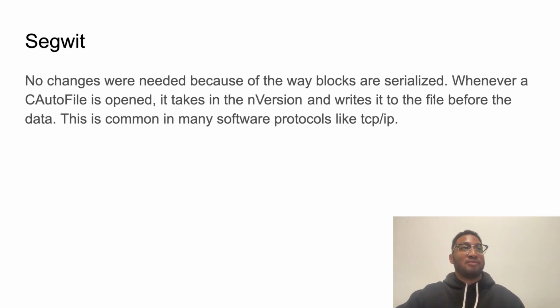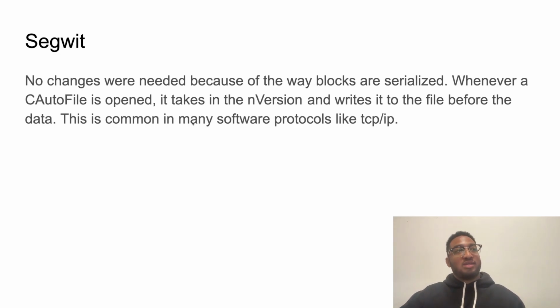So whenever a CAutoFile is open, which is another one of these objects or tool sets that help you manipulate files, it takes in the nVersion and writes it to the file before the data. So when you write a block to the disk, you also specify certain things like your client version, and of course the nVersion of your block is included in here. So when you read blocks, if you look at the block version, or the version it uses when it serializes things, the client version, you could start making decisions about whether this block should have SegWit transactions or not, essentially.